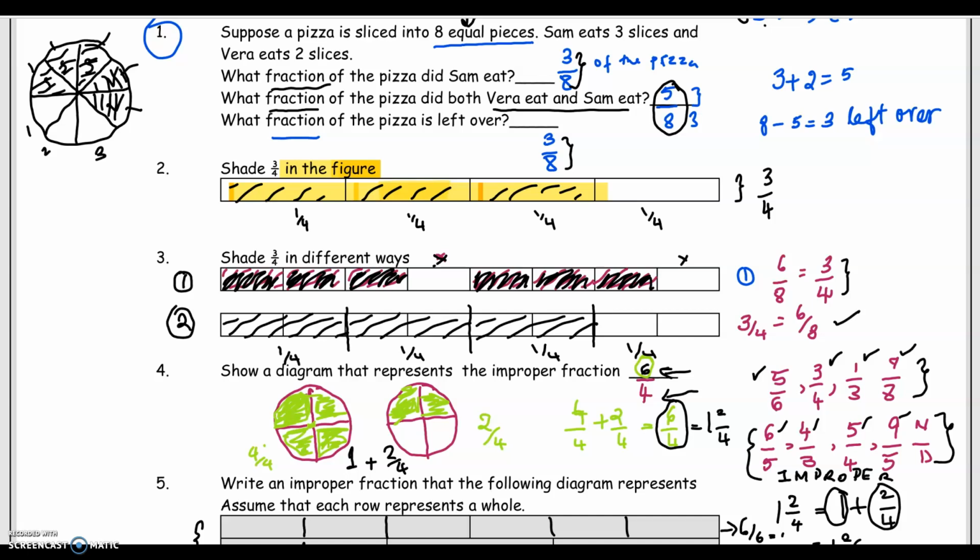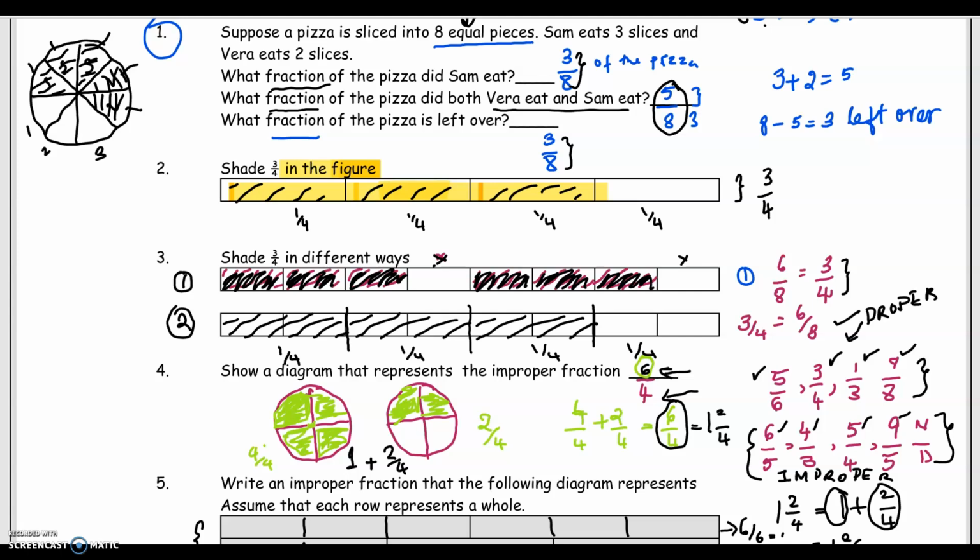These are all improper fractions. These are examples of proper fractions. The numerator is less than the denominator. So let's see how we can represent 6/4.